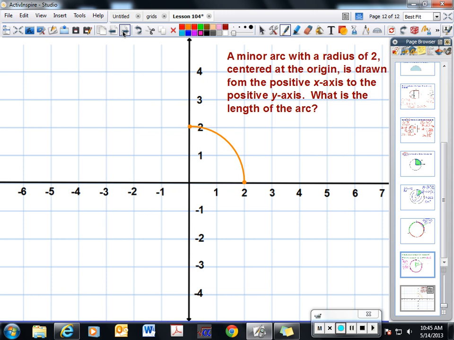All right, here's one on a coordinate graph, a minor arc with a radius of 2. Centered at the origin. Okay, so the origin would be considered the center of the circle. Is drawn from the positive x-axis to the positive y-axis, so they made a little arc here. What's the length of the arc? Well, first of all, we would need to find the circumference of that entire circle. All right, so circumference equals pi times diameter. If I extended this, we would know that the other point on the x-axis would be over here, so our diameter would be 4.